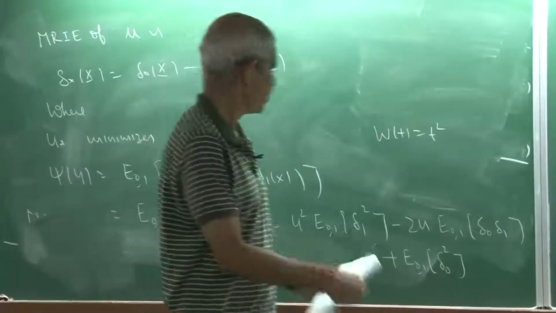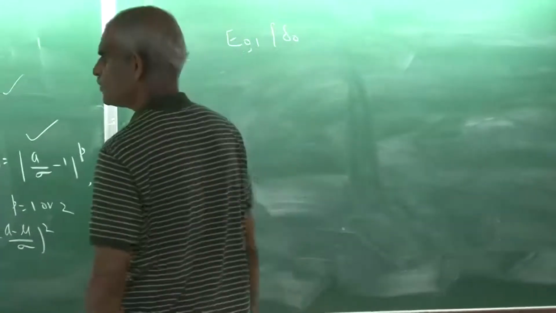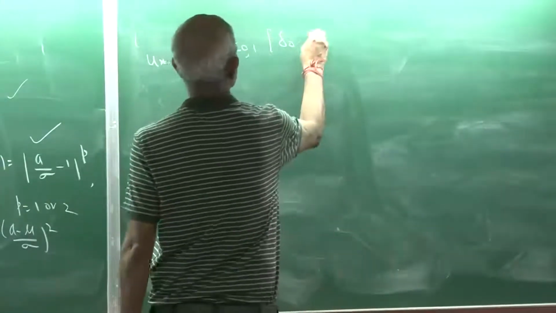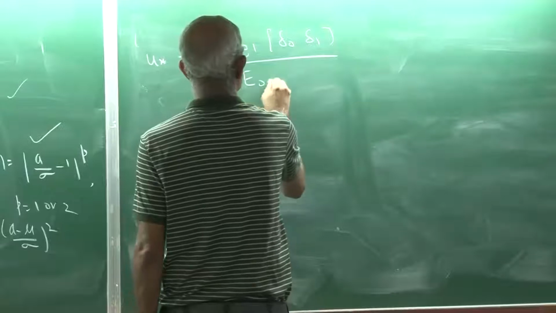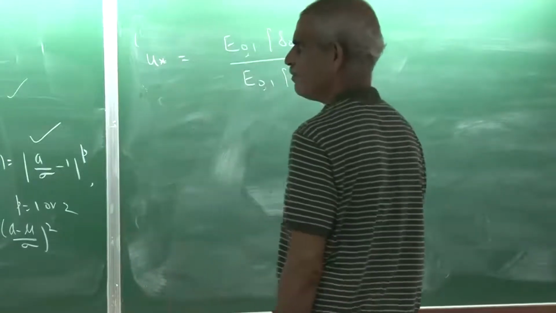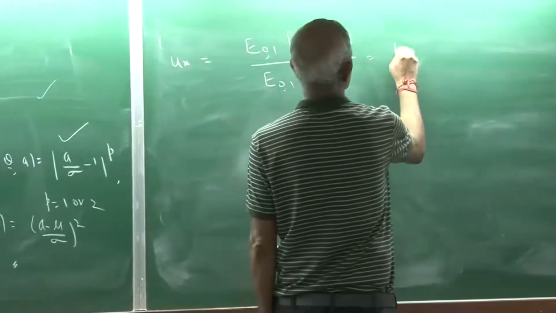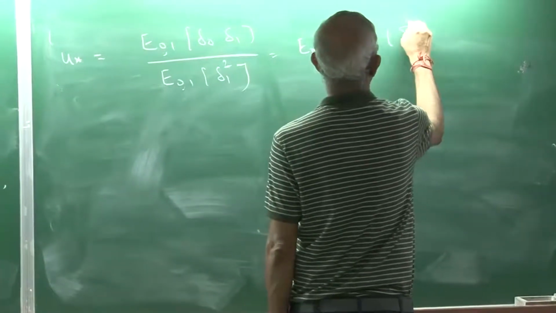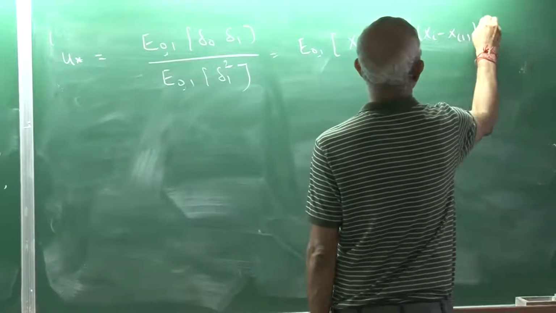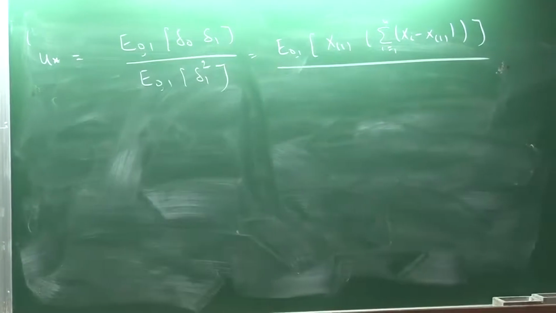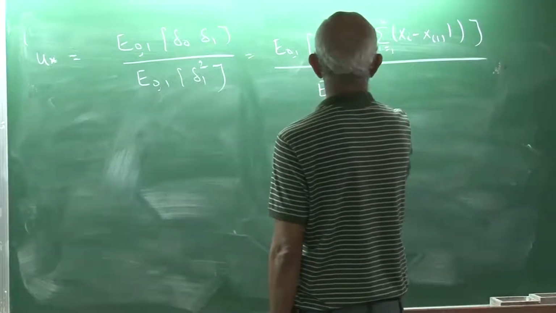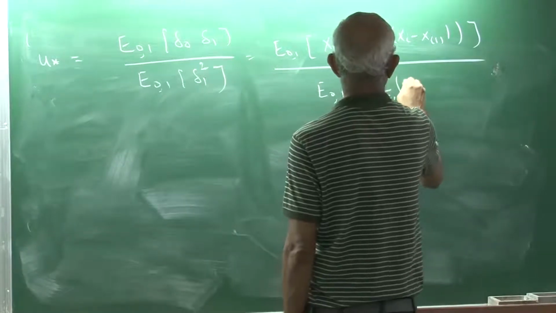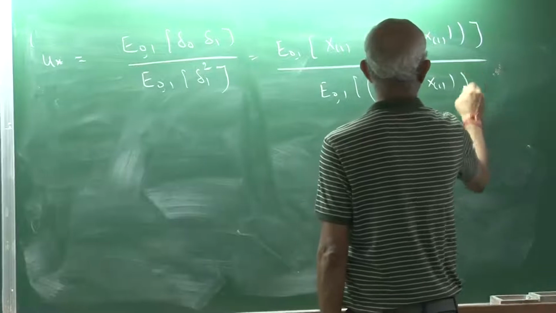So that means 2u times this minus 2 times this is equal to 0. So that means u star turns out to be E01 of delta 0 delta 1 over E01 of delta 1 square. And what is that? E01 of delta 0, which was x1, and summation i equals 1 to n of xi minus x1, by E01 of summation i equals 1 to n, whole square.